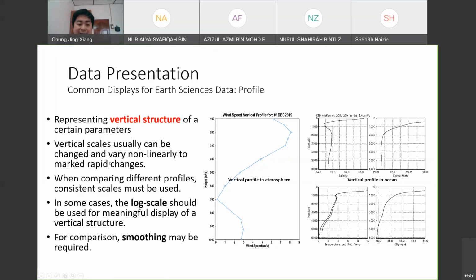So don't use different data ranges. And in some cases, you might want to use log scale. You want to use log scale if your data, let's say, changed linearly at first, but then suddenly changed very quickly. Okay, so that one you want to use log scale. And in some situations, smoothing might be required. Let's say if your vertical profile keeps going left and right, changing a lot. Right? So you might want to do smoothing, make it smooth like this. Like this one, this graph is not smooth. Of course, it's a bit smooth, but you can still see it has a bit of pointed area, so it's not smooth.